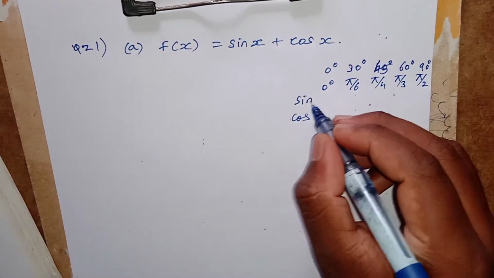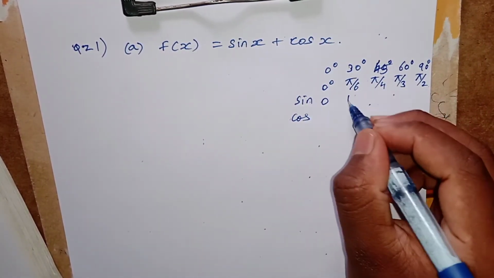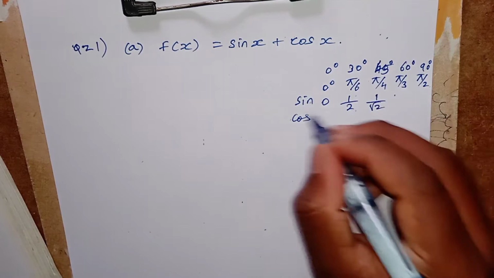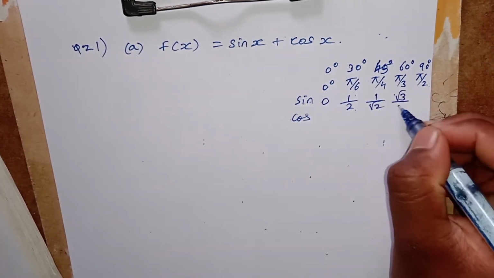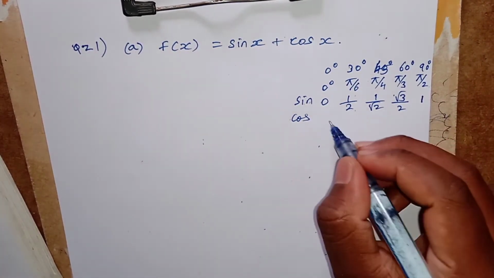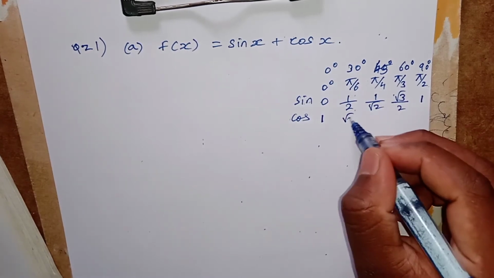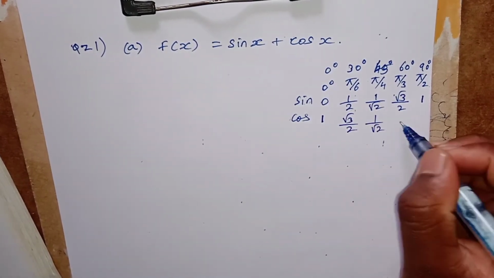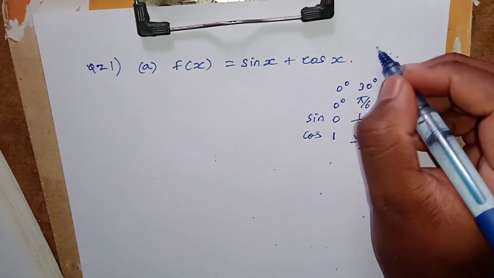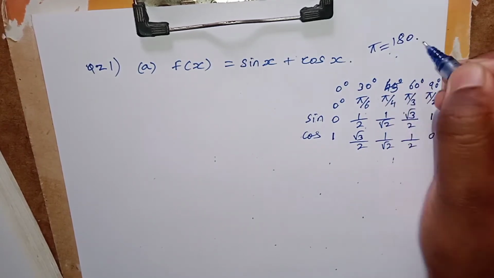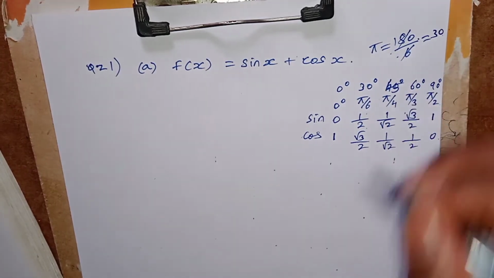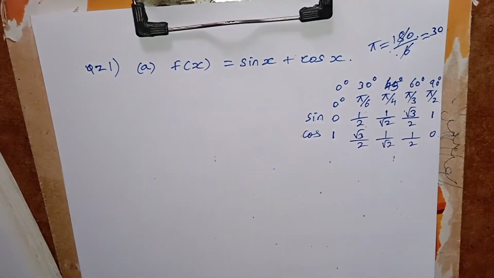Here sin 0 is 0, sin 30 is 1 by 2, sin 45 is 1 by root 2, sin 60 is root 3 by 2, sin 90 is 1. For cos, it is reverse. Cos 0 is 1, then root 3 by 2, 1 by root 2, 1 by 2, and cos 90 is 0. Pi is nothing but 180. If you divide by 6, 6 3s are 18, therefore 30. Similarly you have to solve these values.